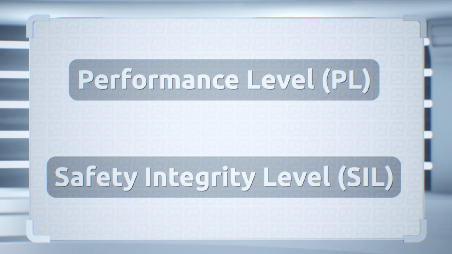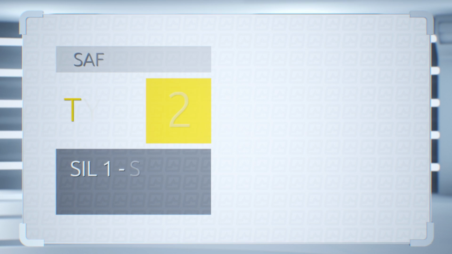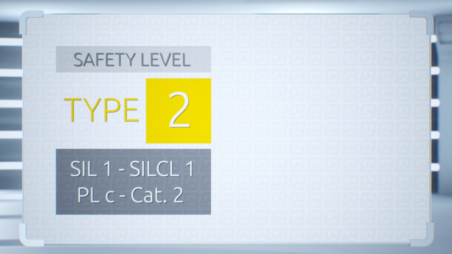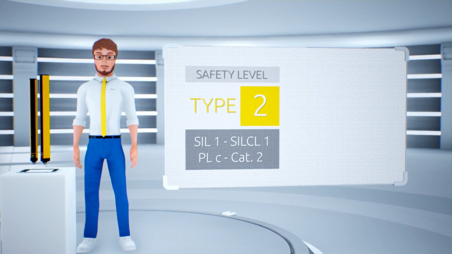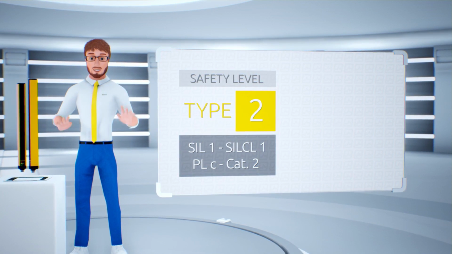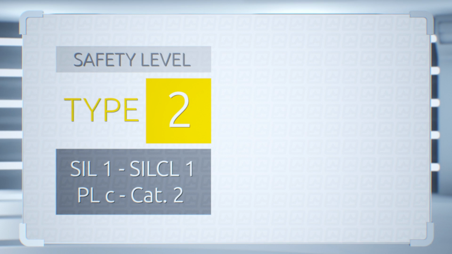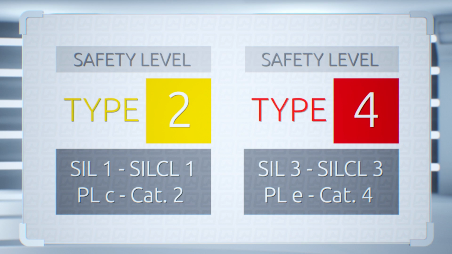For example, safety light curtains may be rated as Type 2, with safety level up to SIL 1 and PL-C, representing the minimum level of protection a device should have to be considered a safety device, or Type 4, with safety level up to SIL 3 and PL-E, representing the highest level of protection.